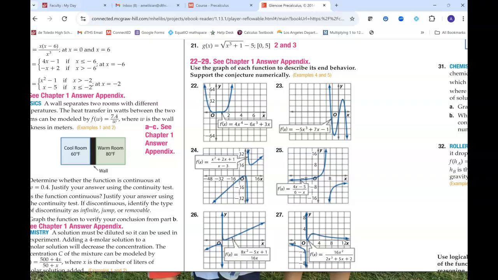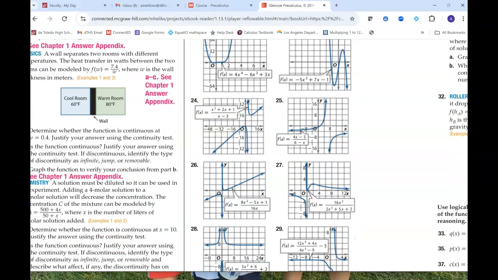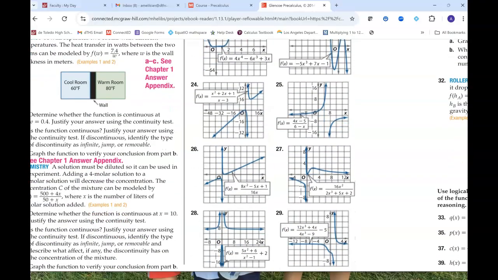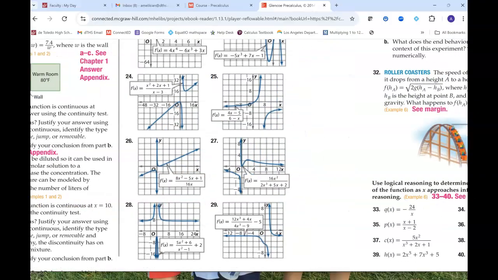How do you support it? Don't worry about supporting numerically. Just write the end behavior. I literally just said you didn't have to do that. So yes, it's totally fine. Okay, number 31.